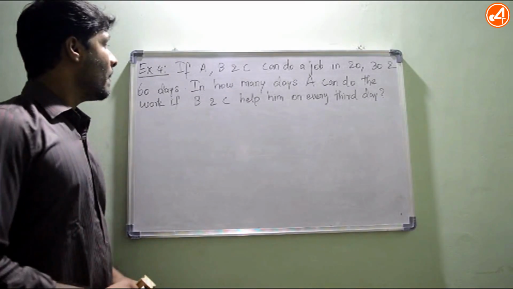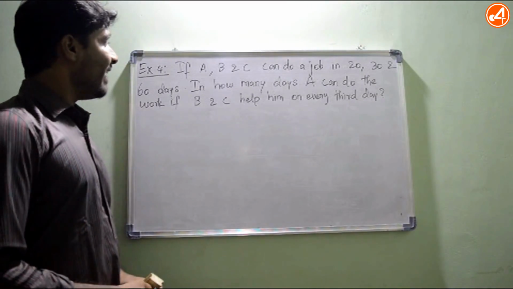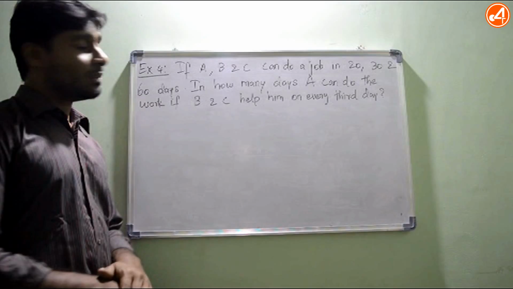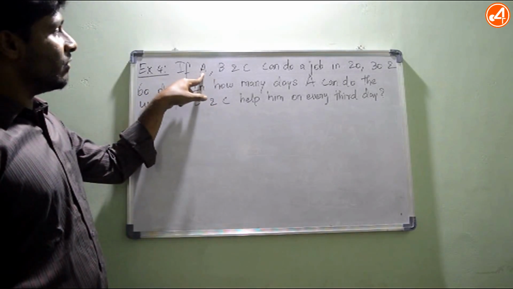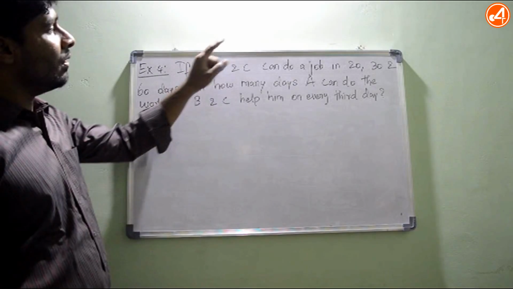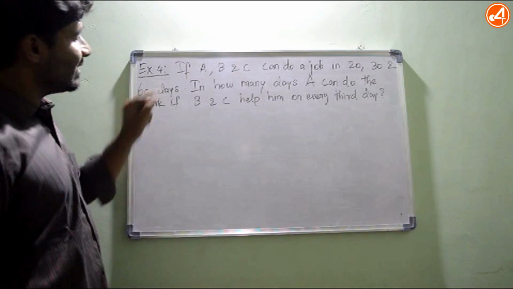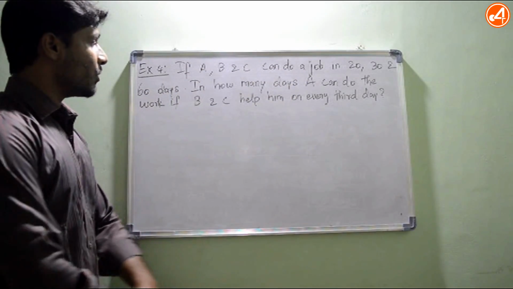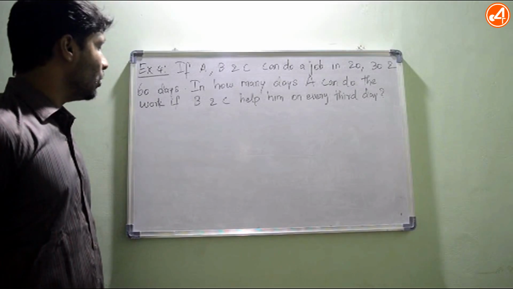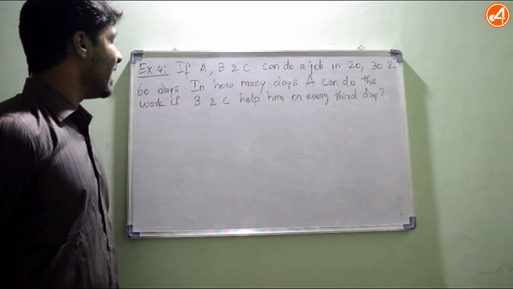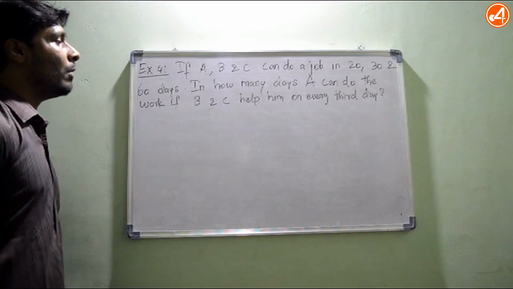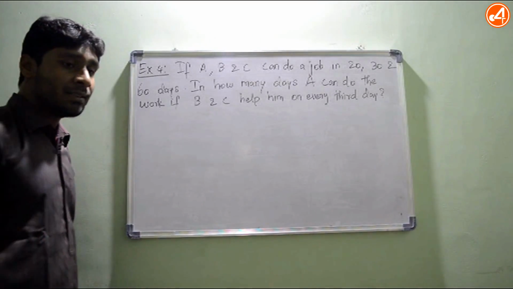And example 4, the question is like, if A, B and C, here there are three persons, if A, B and C can do a work in 20, 30 and 60 days respectively. And the question is, in how many days can A do the work, so it's actually A working alone, in how many days can A do the work if B and C help him on every third day. Please try to understand the question.